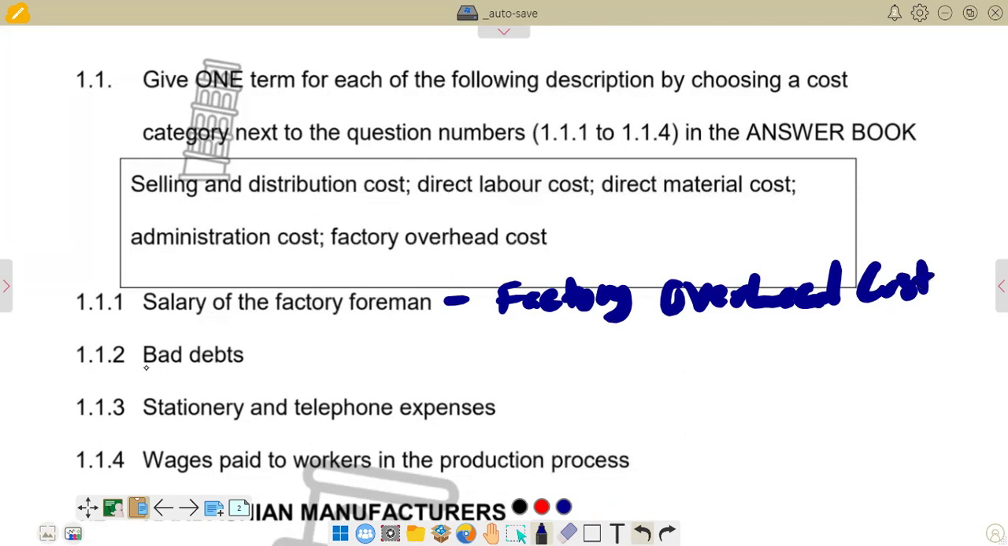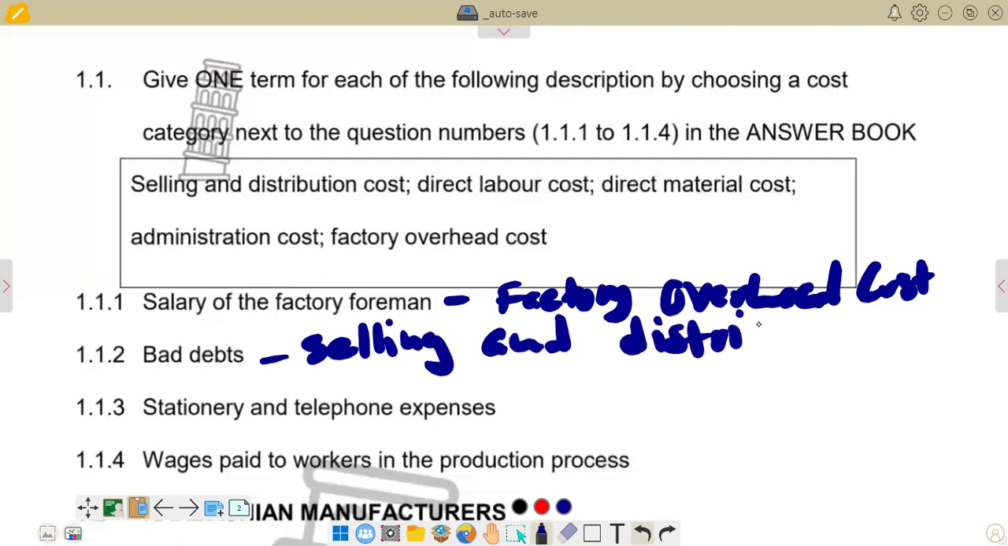Then the next one, 1.1.2, bad debts. I would say that bad debts is a selling and distribution cost. Remember, bad debts are created when we sell our goods on credit to our customers, and they become our debtors. But when these customers are unable to pay back our money, we write them off as bad debts. So we classify it under selling and distribution. Selling and distribution is the response that we have.